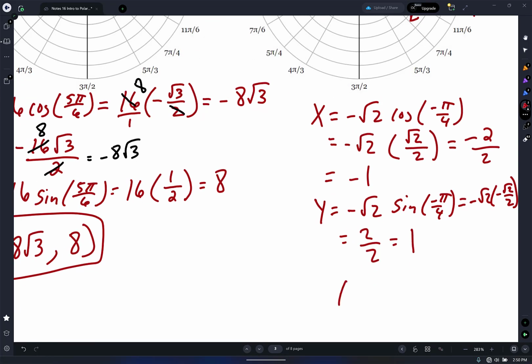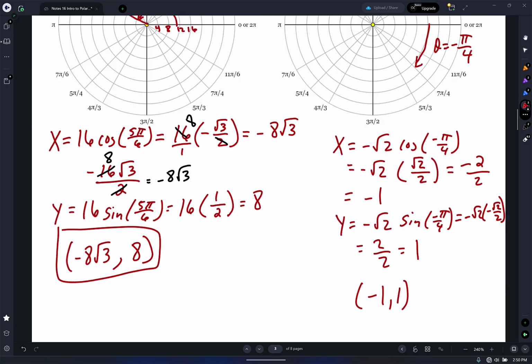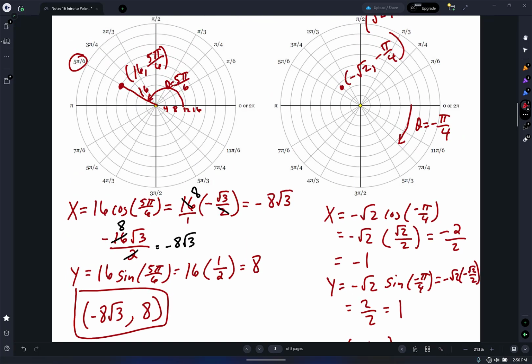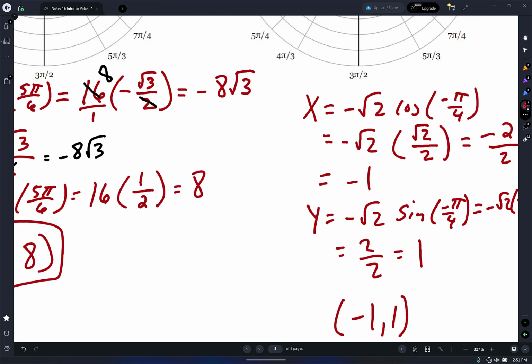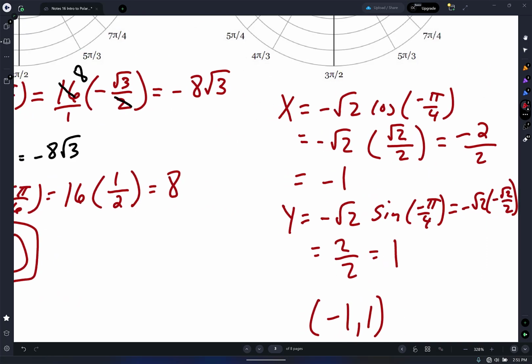So what is my rectangular coordinate? Negative 1, comma, 1. And sure enough, yep. So that means this value here is negative 1, comma 1, because negative times a negative.